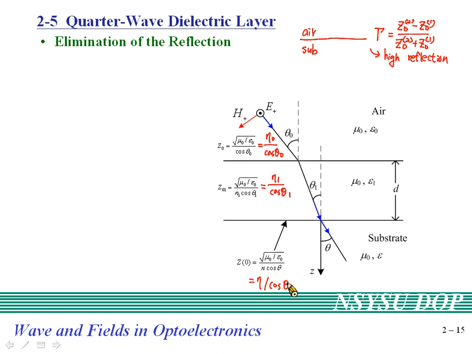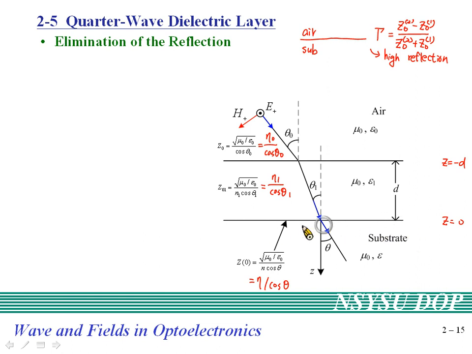Okay, and we define the coordinate for this interface as z equals 0. Due to the thickness of the layer being d, the coordinate for this interface is z equals minus d.